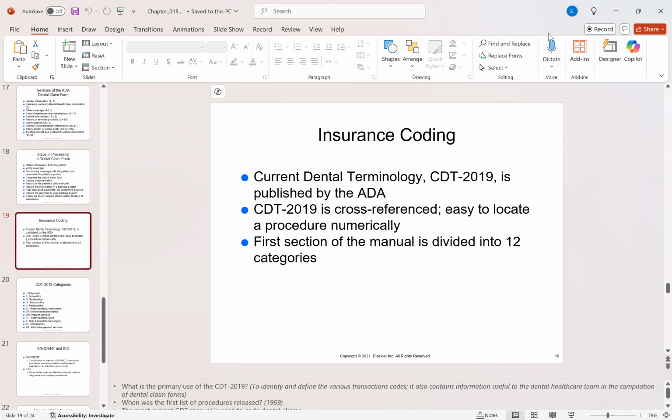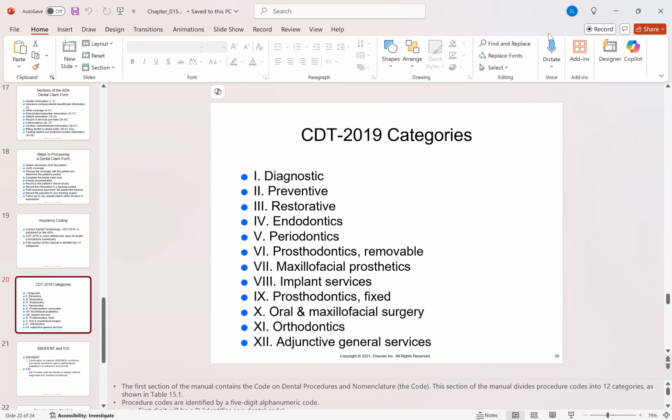Our current dental terminology, CDT 2019, is published by the ADA. It's cross-referenced and easy to locate as a procedure numerically. The first section of the manual is divided into 12 categories. They include diagnostic, preventative, restorative, endo, perio, prosthodontics, maxillofacial procedures, implant services, prosthodontics, surgeries, orthodontics, and adjunct.